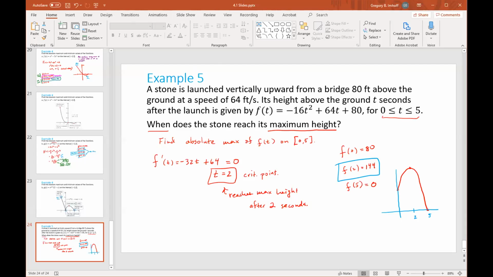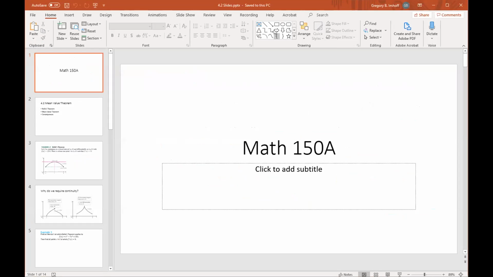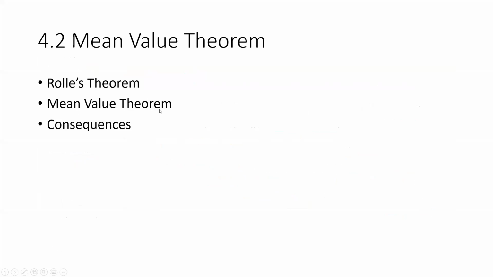I need to get started with the next section. It's going to think about something a little bit different, but I wanted to at least get the ball rolling a little bit with the next section. And we're going to look at what's called Rolle's theorem and mean value theorem, and then some consequences of those theorems.